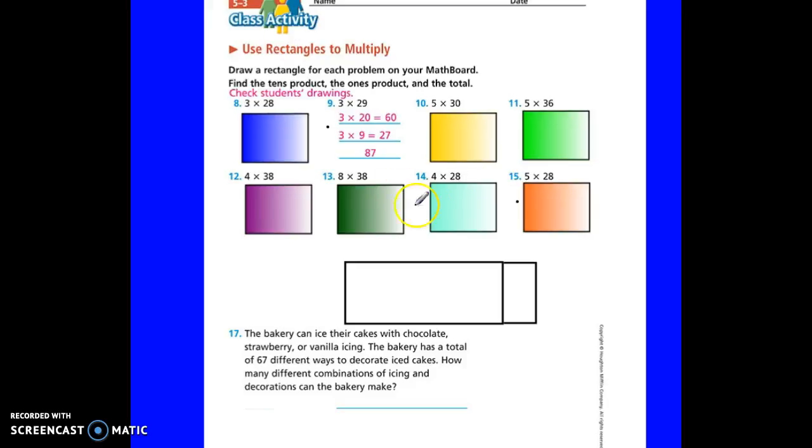5 times 28. All right, so first we know the 5 is here. And how many tens can I get in there to that 28? Got 2 sets of tens, or 20. And my leftover here is that 8, right? So again, my dimensions are off, but you get the idea.